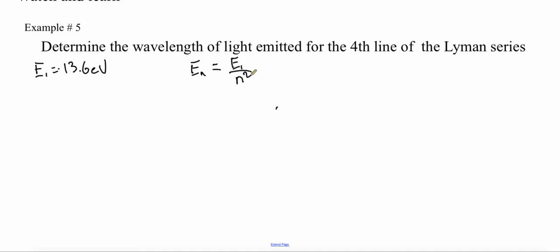So we want the fourth energy level. So that's going to give me 13.6 electron volts divided by, and we want E4, which is going to be 4 squared, which is going to end up giving me 0.85. So now I know what E1 is, my energy level of the first one, and my energy level of the fourth.